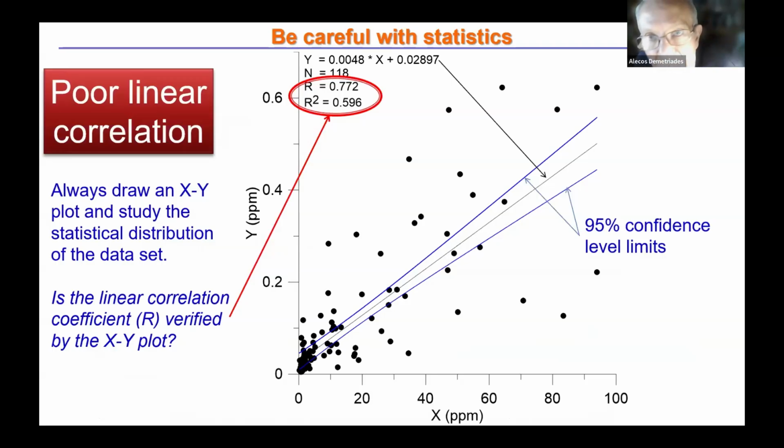Now, you have to be very careful with statistics. We have here the correlation R 0.772, but please look at this very, very carefully. When you have a linear correlation, you must always plot an XY plot to see the distribution, and you study it. And ask your question: is the linear correlation coefficient verified by the XY plot?